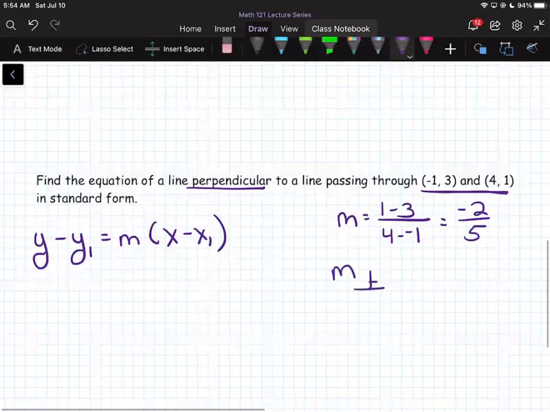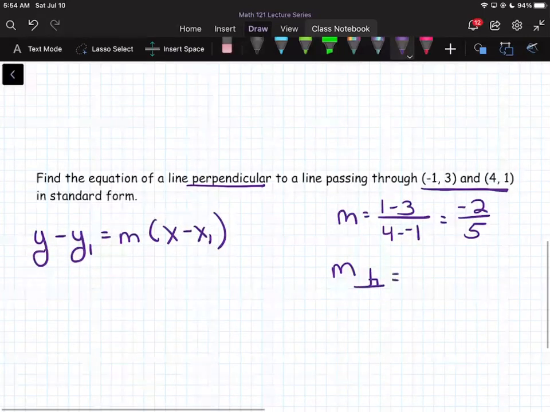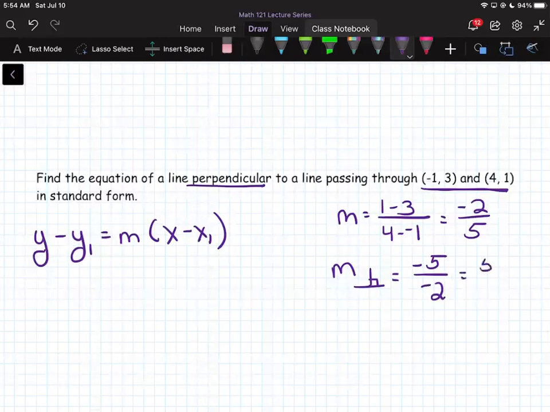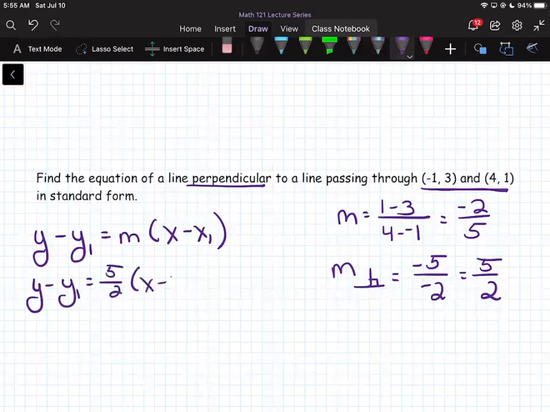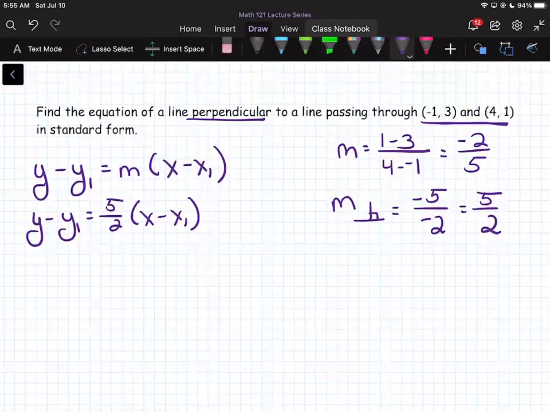And if you remember from our last video, the slope of the perpendicular line will be the negative reciprocal. Well, when we take the negative reciprocal, we end up with 2 negatives, which leaves us with a positive slope. We plug that in, y minus y1 equals 5/2 times x minus x1. And then they want the equation of any line that is perpendicular. So as long as the line has this slope, we don't necessarily care which of these points it passes through. I'm going to choose to use the point negative 1, 3.